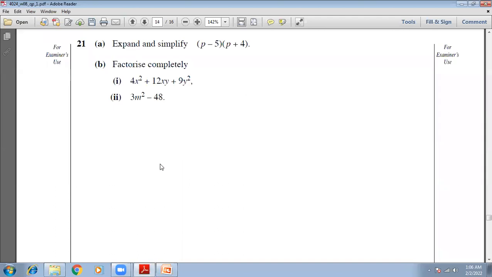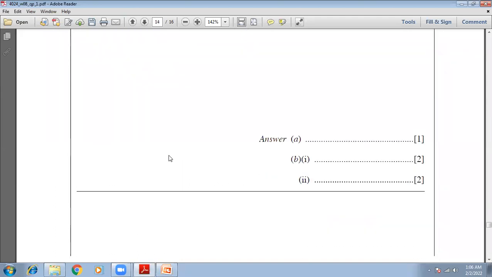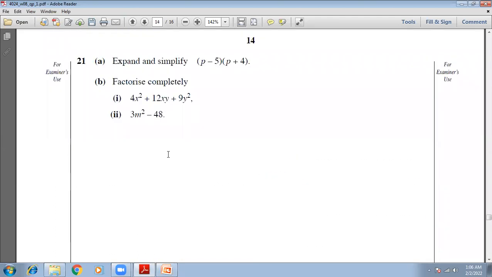Okay, so it's a 5-mark question. He says, expand and simplify. So you have to multiply these two brackets with each other. And the B part is factorize. So there are two expressions given. You have to find out, you have to factorize it basically.